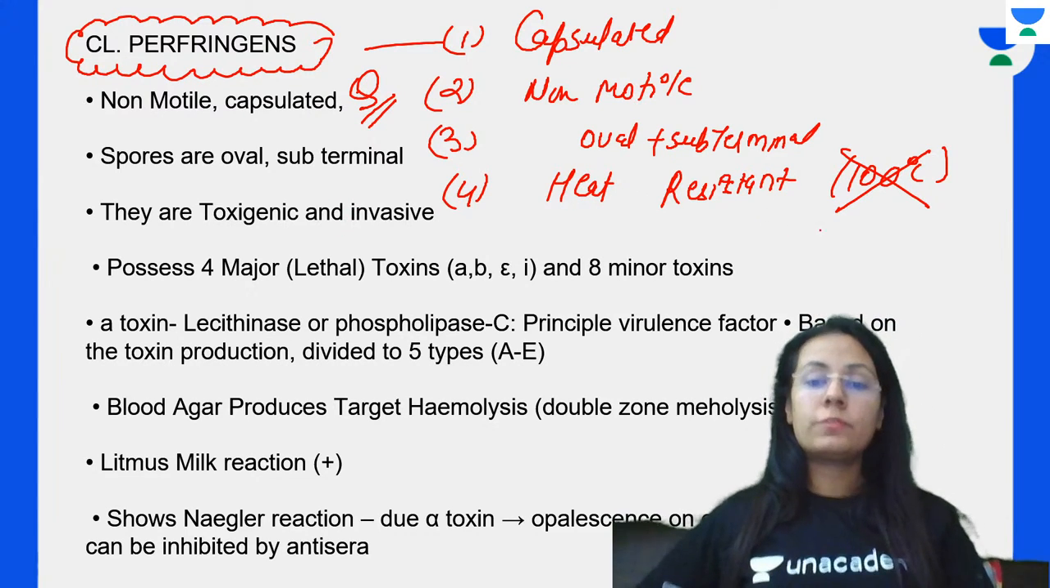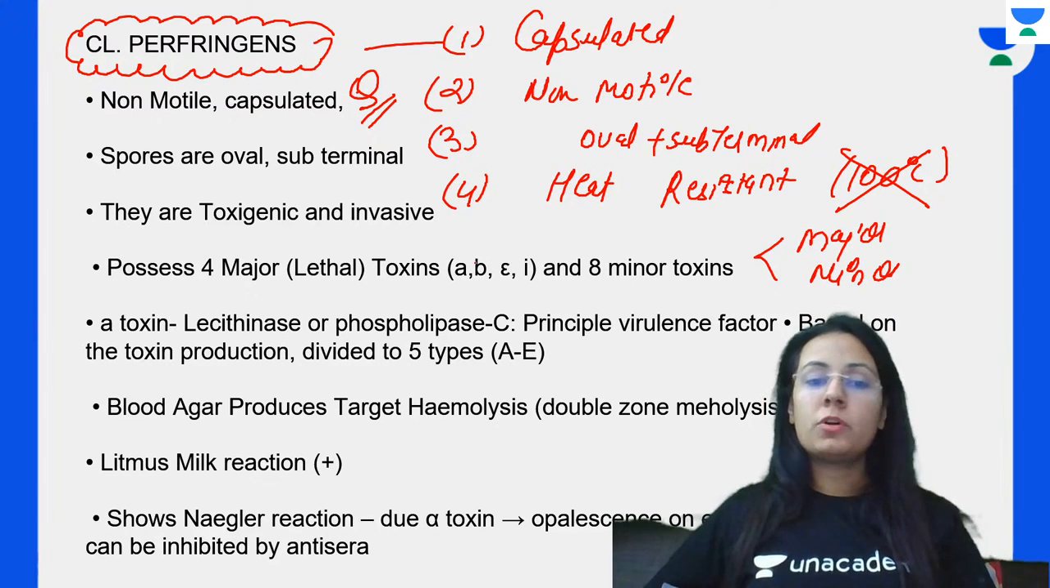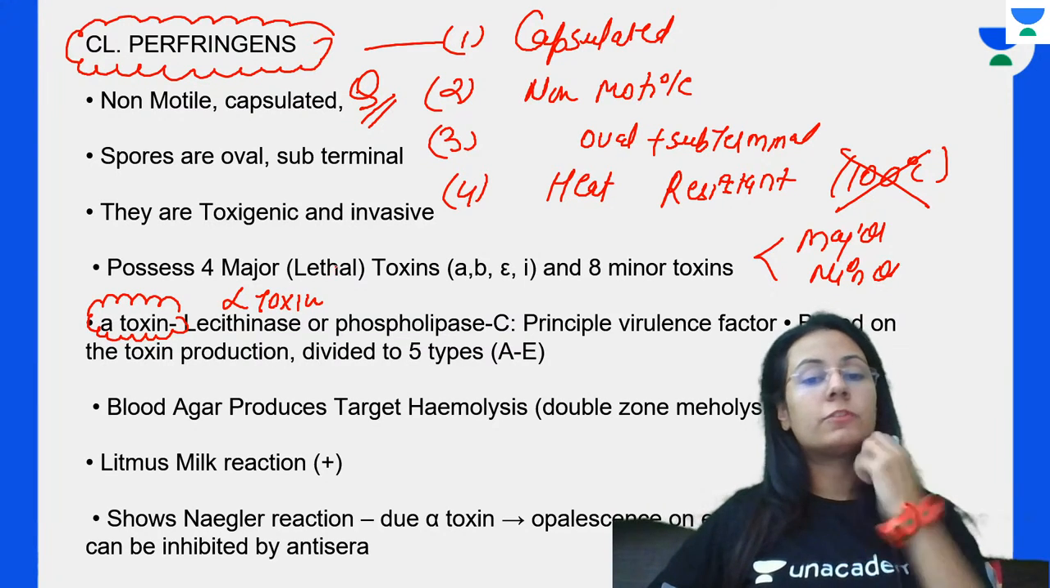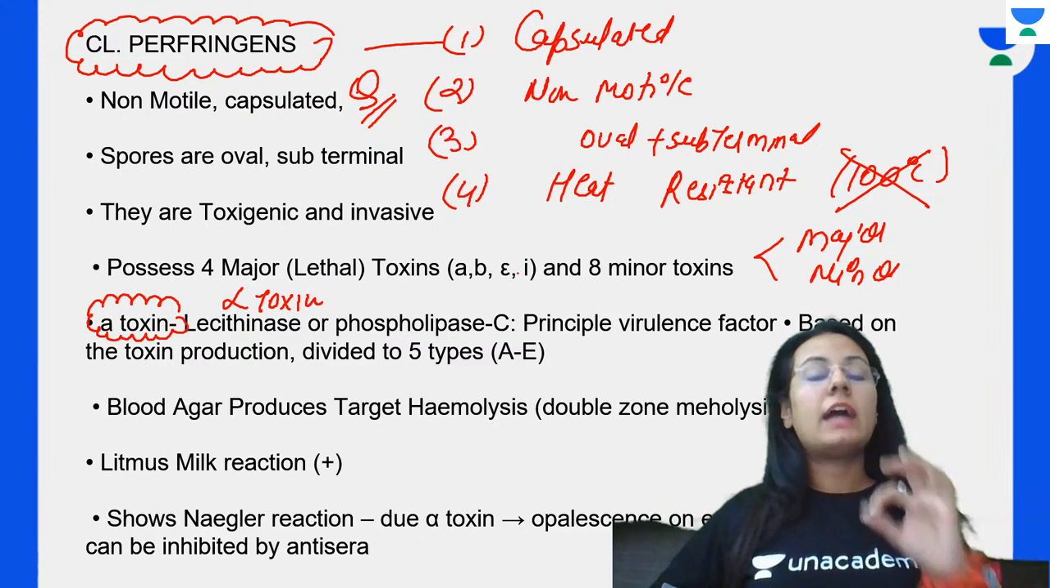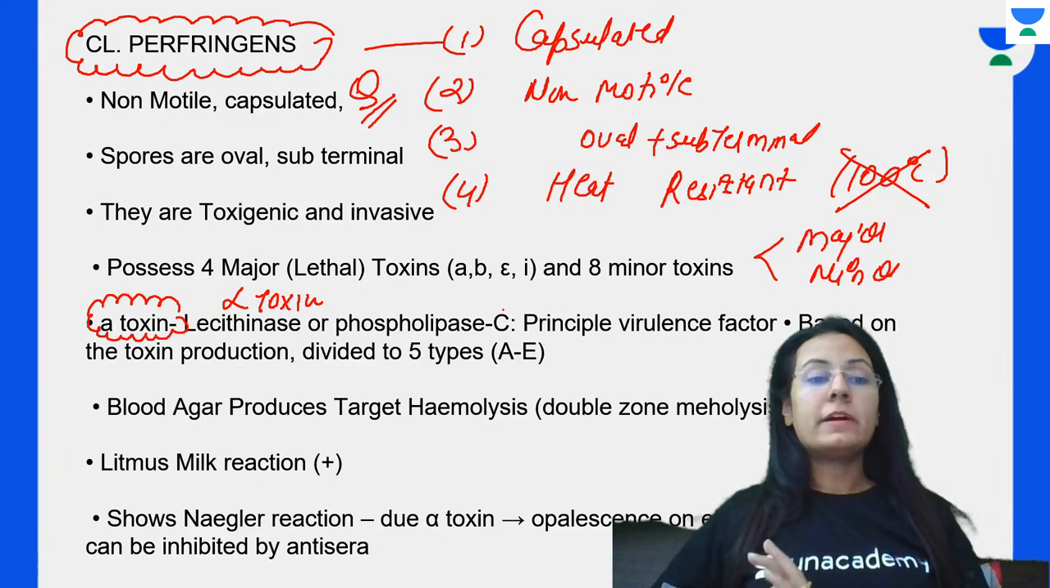Now they consist of two types of toxins, one is major and another is minor. The most important toxin that we need to remember in the major is alpha toxin, that is lecithinase toxin or phospholipase C toxin, and it is the principal major toxin that is responsible for the virulence factor of the Clostridium perfringens.